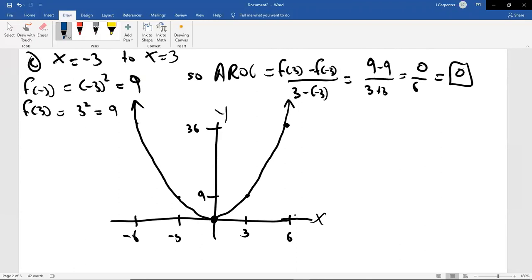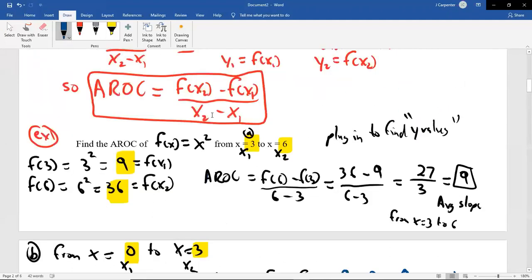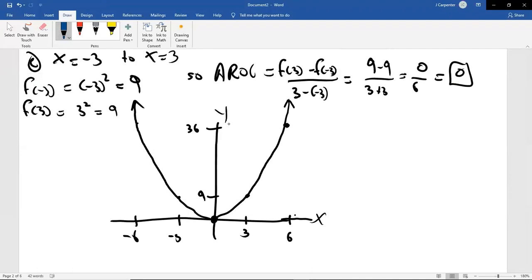So there's our line. In blue, I'm going to do the first one. We went from 3 to 6, correct? Yes, from 3 to 6. So in blue, this will be the first secant line connecting this point and this point. So this would be the secant line for A, and that slope is 9.